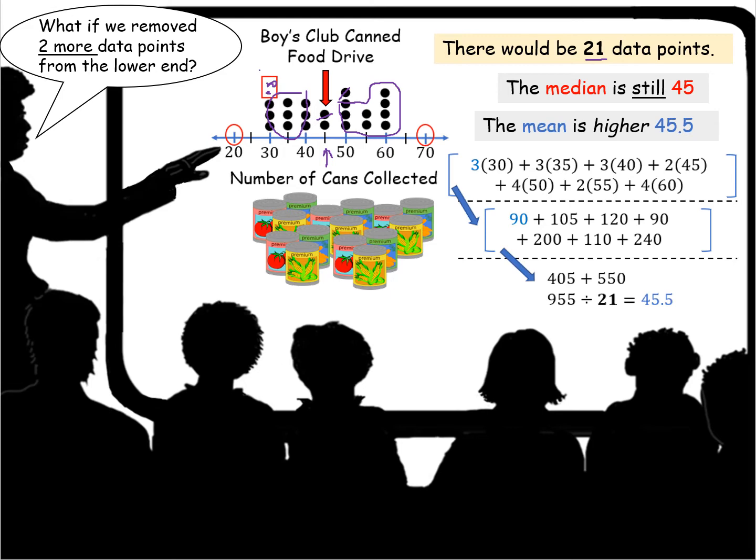Remember, we took off 2 of the lower values. So we took out 60, and so again it lowers the total, and the total is 955, but we're also dividing by fewer data points, and it came out higher. Why? Because most of our value is over on this side.